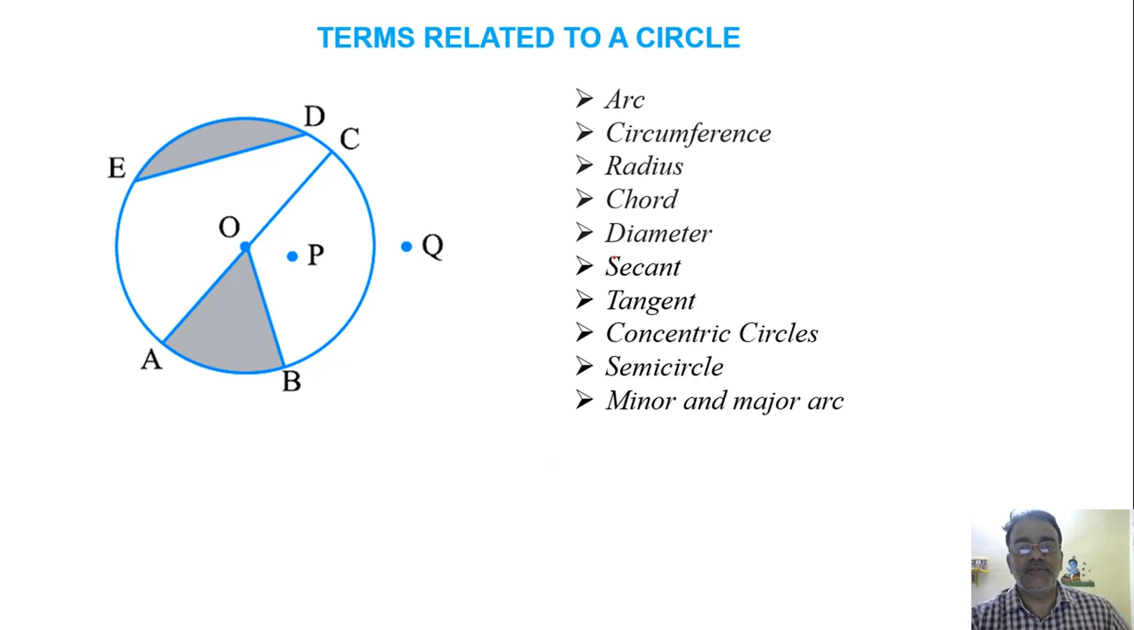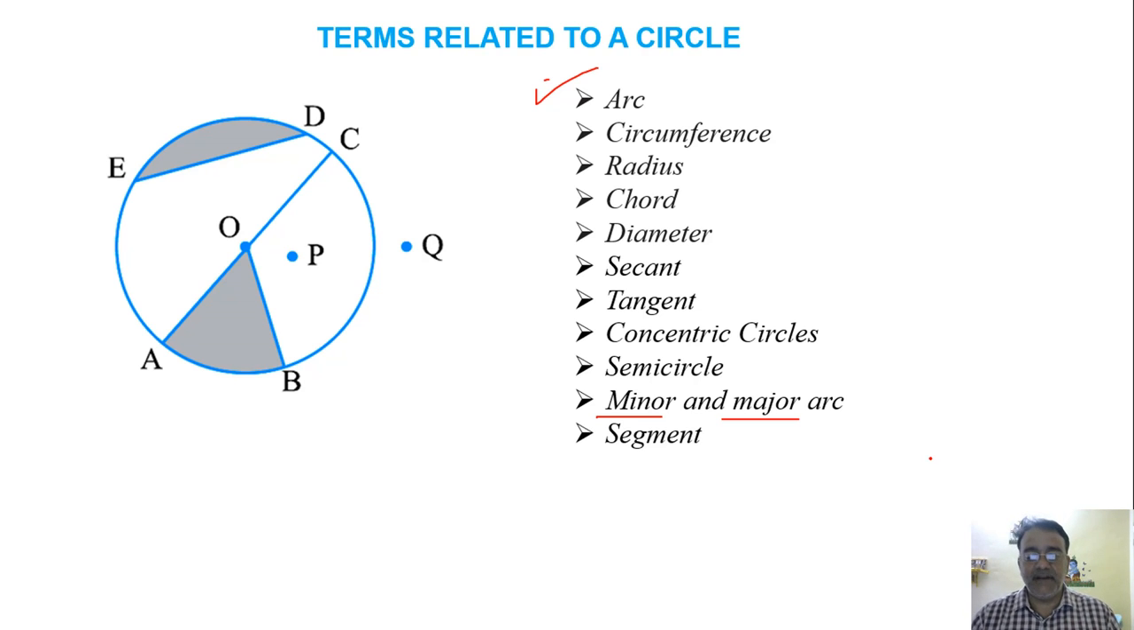Okay, so next is minor and major arc. Arc we saw at the starting. So what is minor arc and major arc? If the arc has a measurement less than the semicircular arc, then it is called minor arc. If the arc is greater than the semicircular arc, then it is called major arc. Is it clear?